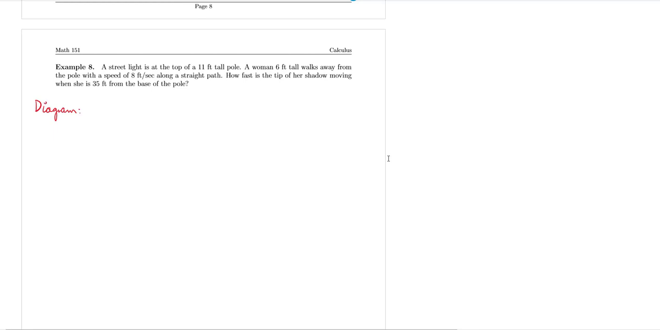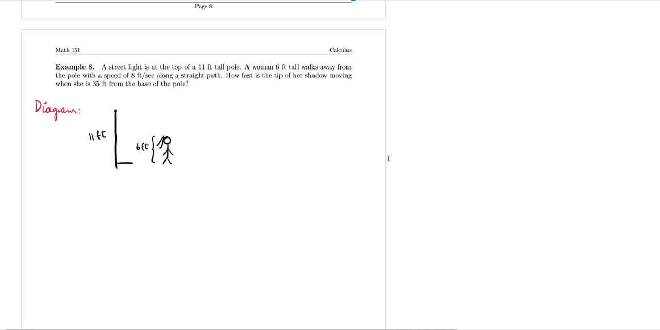Okay, so what's going on here? We have a street light that is atop of an 11-foot tall pole. So put a pole here. This one here is 11 feet tall. Then what else do we have? We have a woman that is 6 feet tall walking away from the pole. So put the woman right here. She's walking away from the pole casually. And she is 6 feet tall, so put here 6 feet tall.